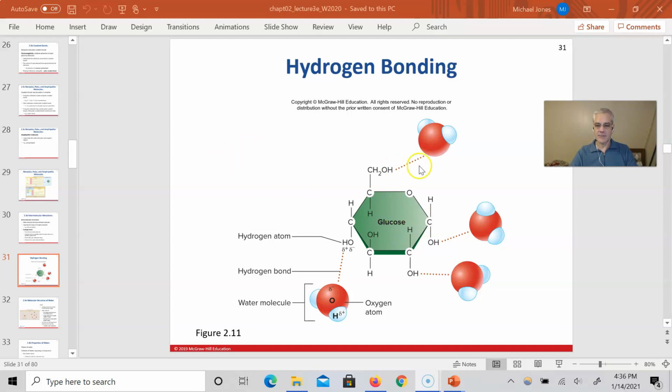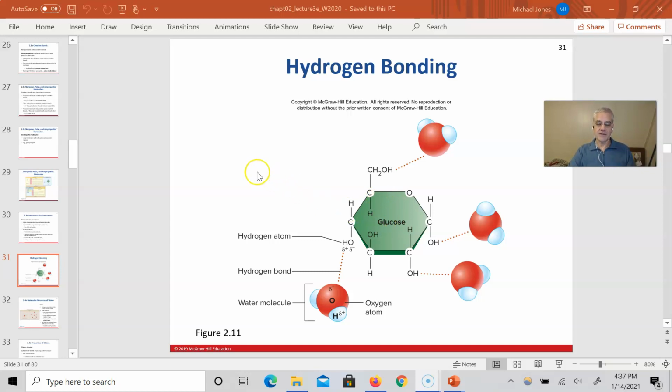So this is an example of a model of water. Here's water, here's water. Now this is a sugar called glucose. In this particular case they have drawn out for you the carbon, the carbon, the carbon, the carbon, and the oxygen, and how they all fit together into this ring structure.